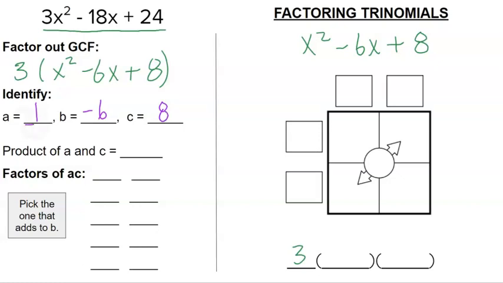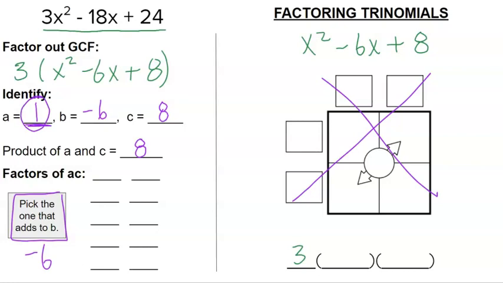So now, if we remember when that a value was 1, we just needed to find the value that multiplies to make 8 and adds to make -6. We won't even need to use our full box because it's just going to be those numbers because this a value is 1. So we are going to list our factors of 8, which is 1 times 8 and 2 times 4. But because our b is negative, we need those values to be negative.